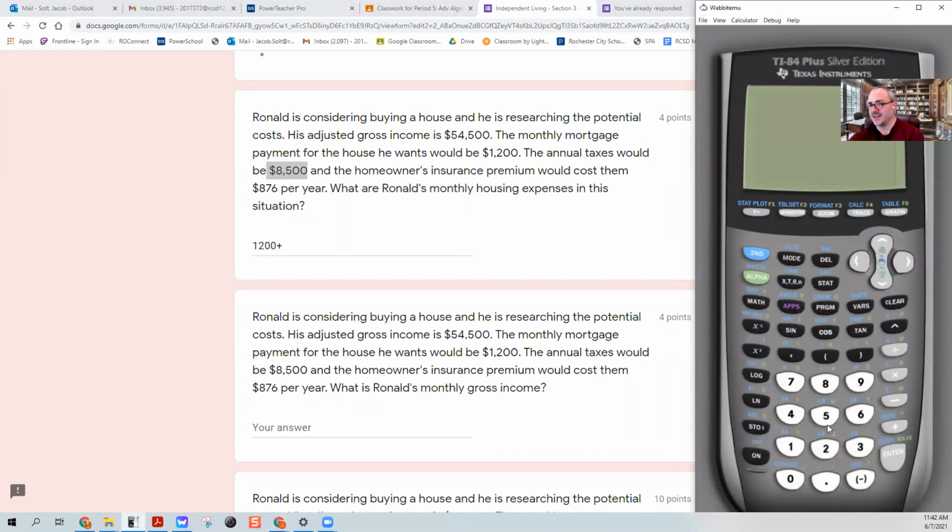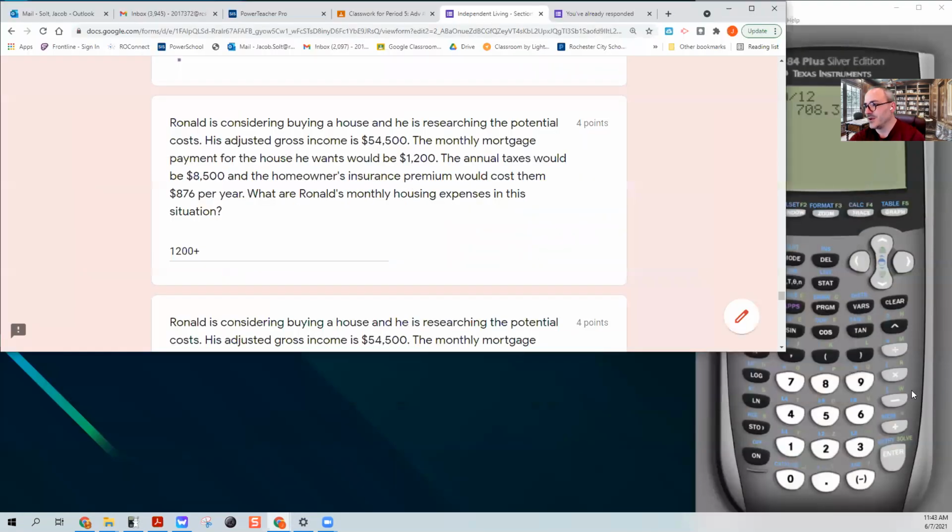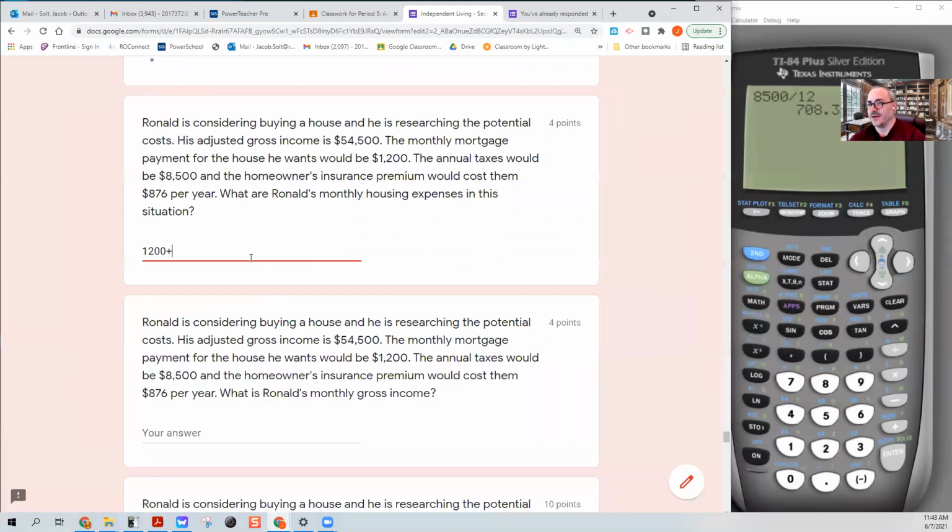Well, remember there's 12 months in a year. So I'm going to take 8,500 and divide by 12. That'll give me 12 equal parts of 8,500, and each part will be $708.33. Let me readjust so I can get my calculator and my window at the same time. There we are. 708.33 plus, let's see, what else is there?